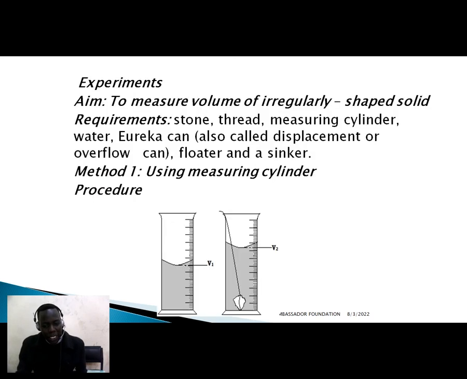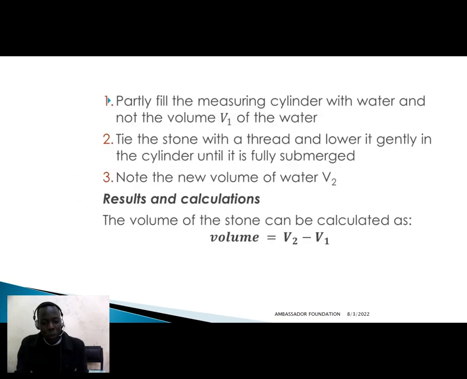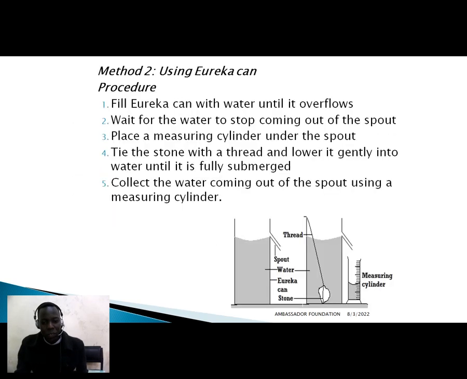Apart from using a measuring cylinder, because method one is using a measuring cylinder, we can use a Eureka can. Look at this. We have a Eureka can. The Eureka can is the improved version of it. Look at this diagram. We have the spout. We have water. Then we have the stone.